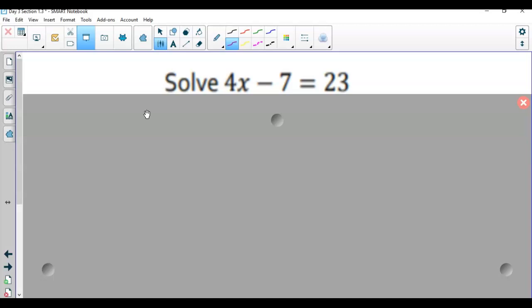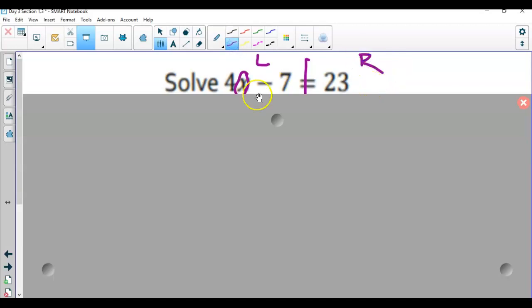So I'm going to refresh you on how to solve these. You learned how to solve, or you should have learned in algebra and reinforced in geometry. So let's get going. We have 4x minus 7 equals 23. The first thing that we want to do is get x by itself on the left side of the equal sign. We want to get all the other numbers to the right side, okay?